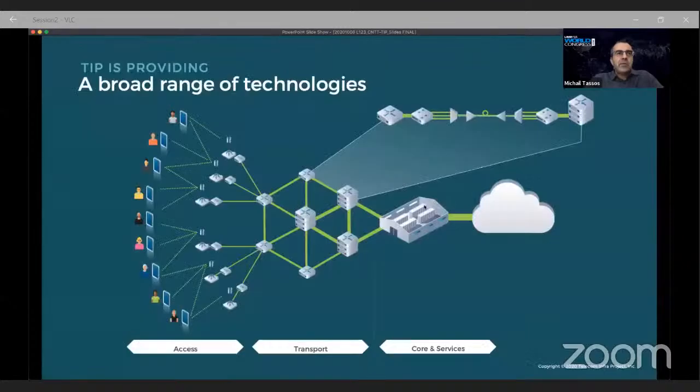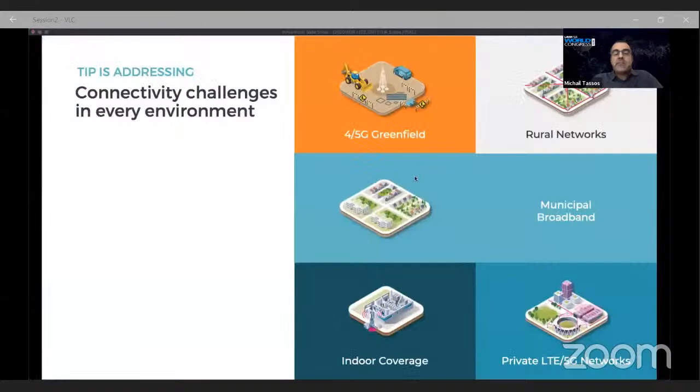Yep. TIP is looking at a broad range of technologies across access, transport, and core, looking at different types of deployment use cases. So if you look at the next slide, there are connectivity challenges in every environment, right? Whether it's a rural network, a 5G greenfield network, indoor coverage, or even a private network. So our goal, through project groups and through collaboration, is to address some of these connectivity challenges and bring the solutions to deployments and to market.